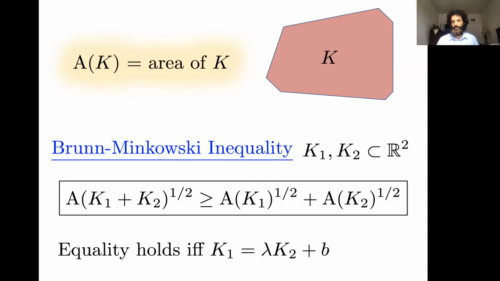When K1 and K2 are convex and equality holds, that can only occur if K1 is a dilation and translate of K2.